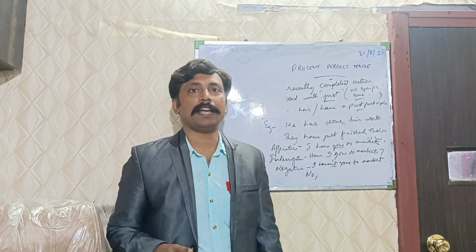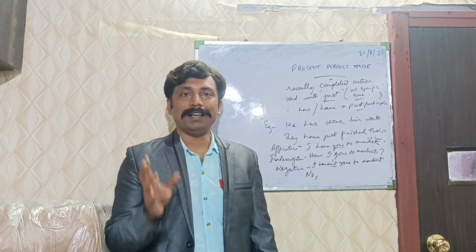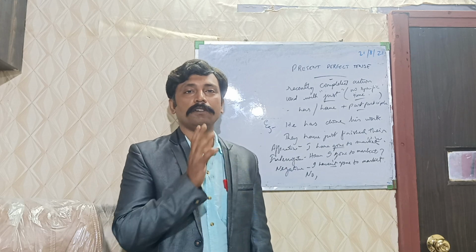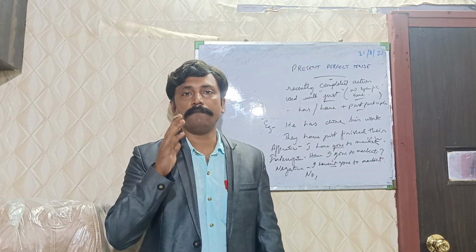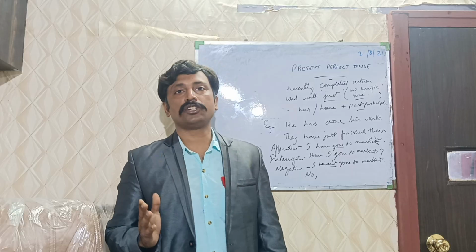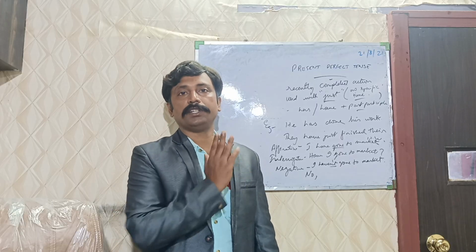You don't have a specific time. So if you want to make a past tense sentence, then normally what you do is give a specific time. In present perfect tense, you don't give a specific time. You have just completed that action. You just say, I have just completed this.